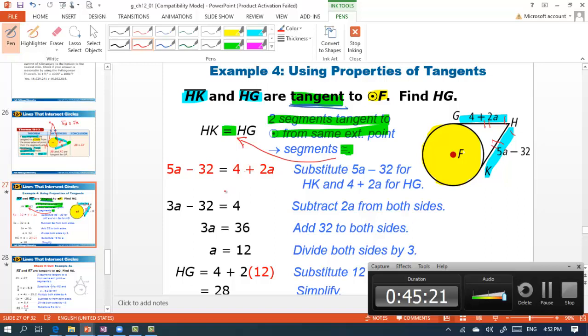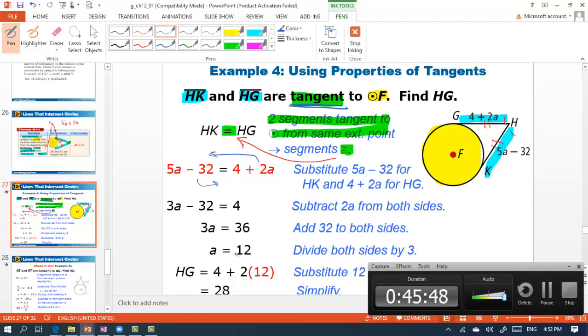We equalize them. We're going to take 2a to the side of the 5a, and we're going to take the negative 32 to the other side. 5a minus 2a is 3a, and 4 plus 32 is 36. 3a equals 36, divided by 3 on both sides, a equals 12.